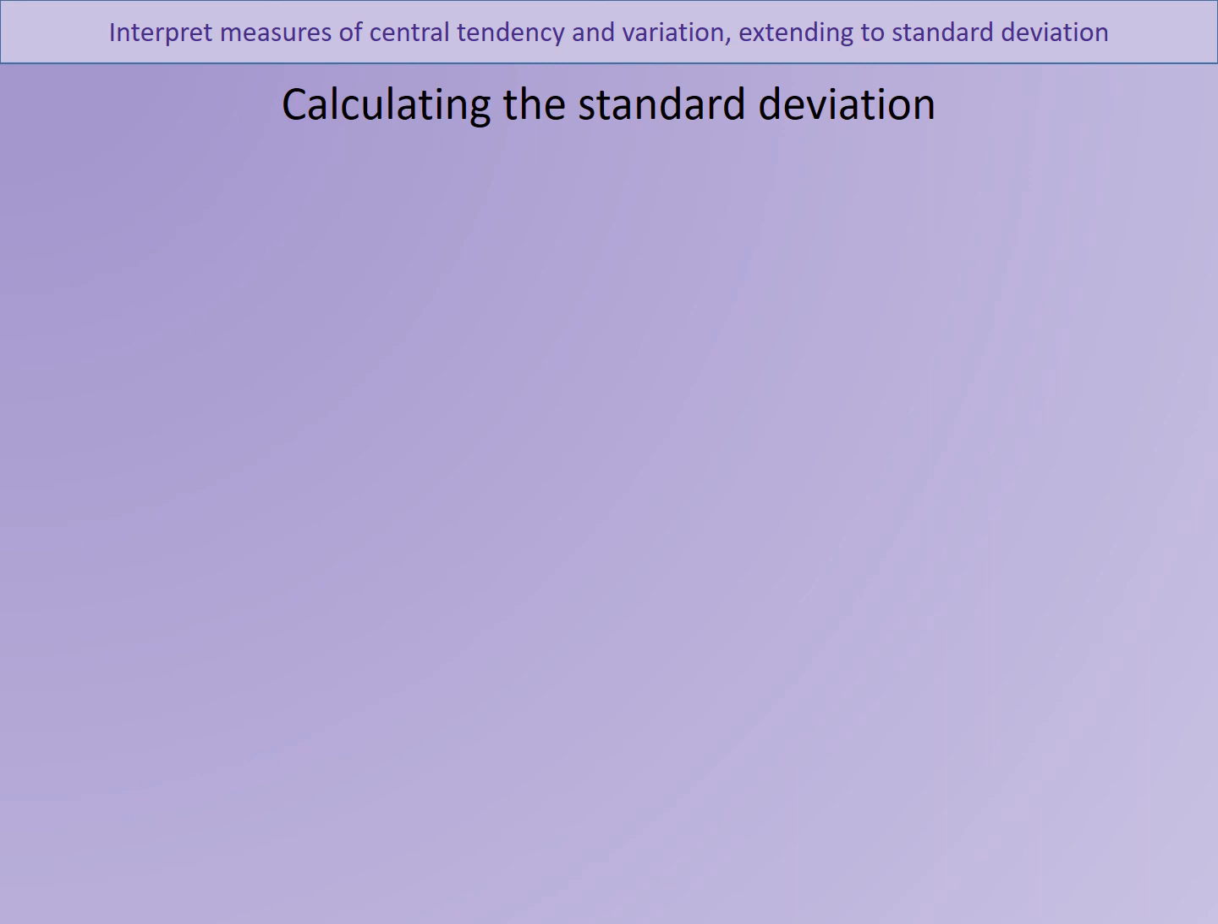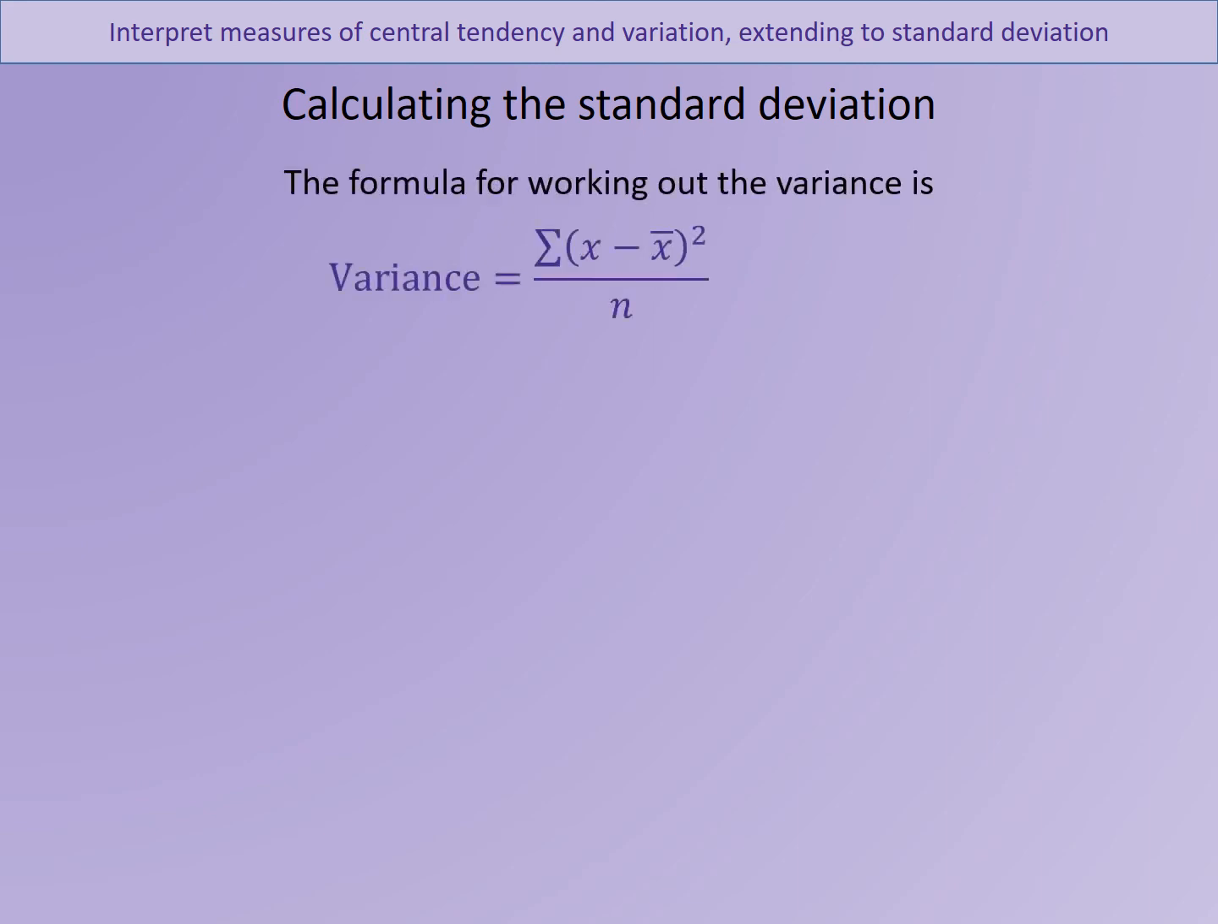So there is a formula that we can use to work out the standard deviation as well. So this is one of the formulas that we use. So we have the summation, the sum of x minus x bar all squared divided by n. The first x inside of the bracket here, they are the data points. x bar is the mean.